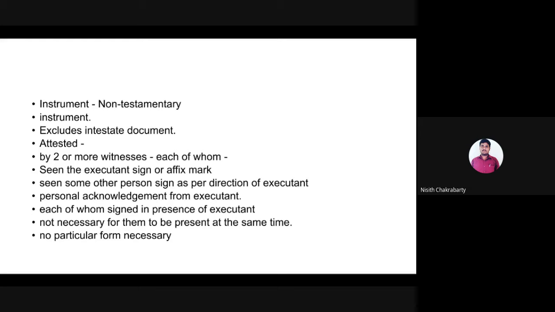Another ingredient is that there is no particular form which is necessary for a valid attestation. That means it is not written that you have to write the attestation or you have to do the attestation in a certain way. That is not necessary. You can do it in any way, and that is fine.